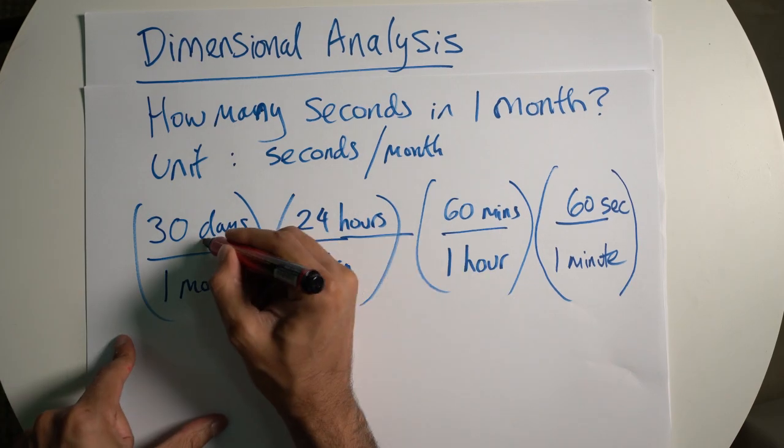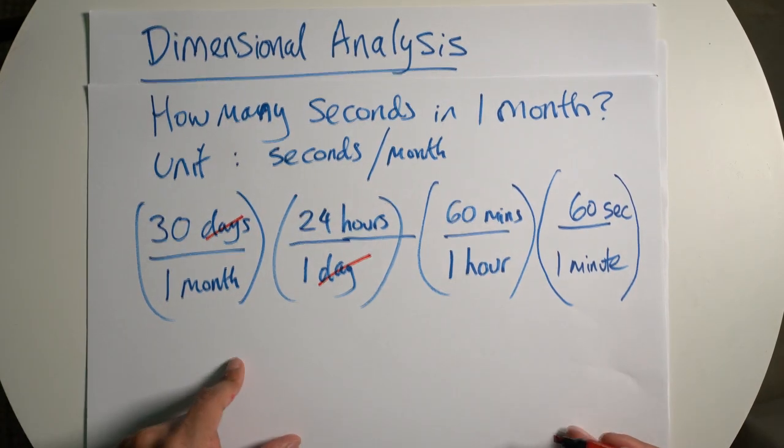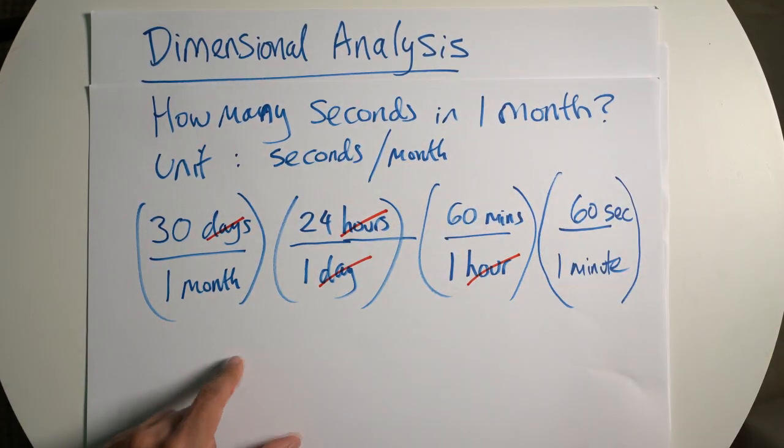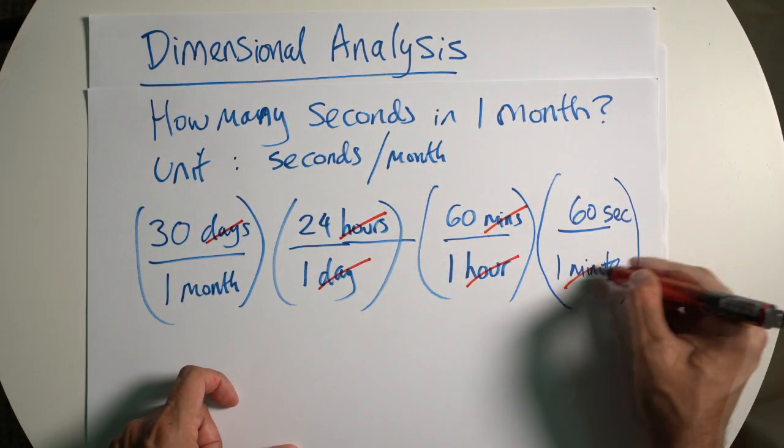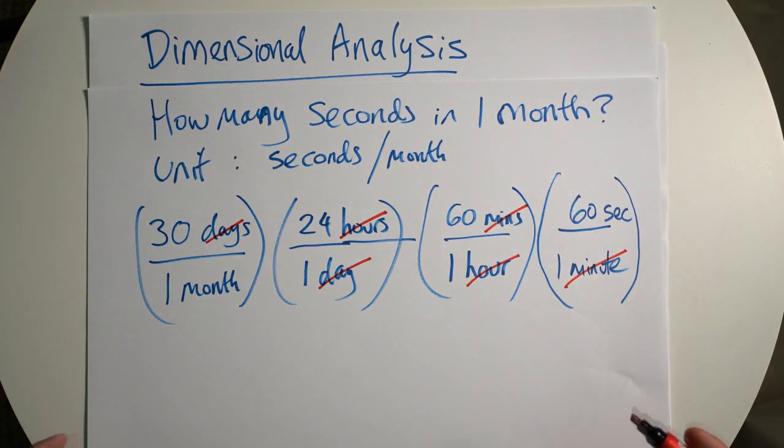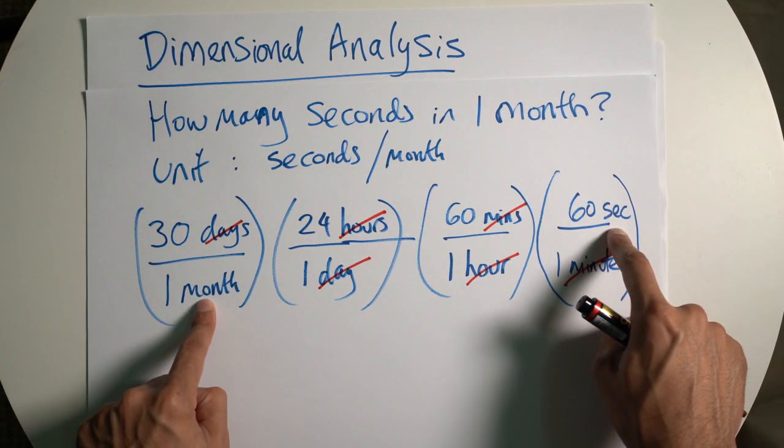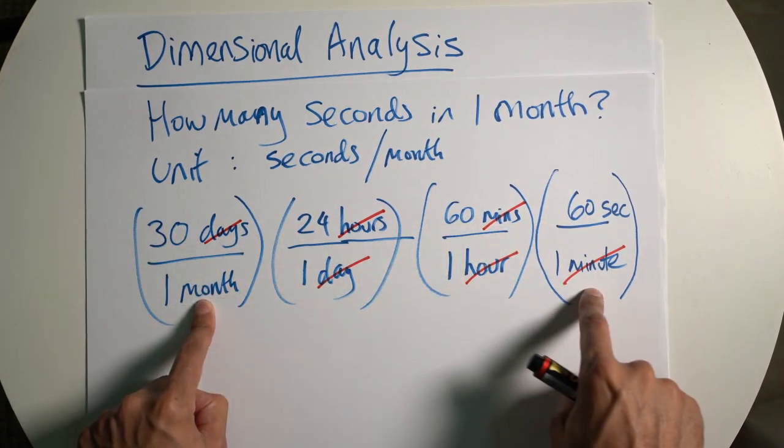Now, let's start cancelling things out. Okay, so days and days can cancel out. Hour with hour can cancel out. And minutes with minutes can cancel out. And what you are left with is seconds per month and all of these other numbers.